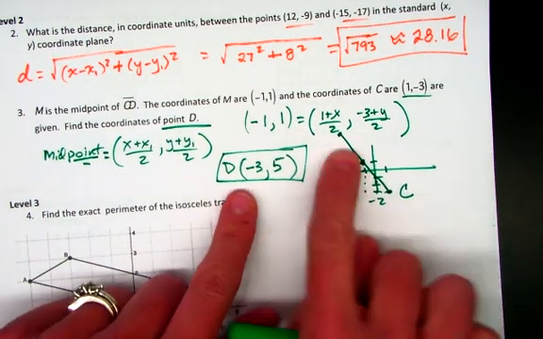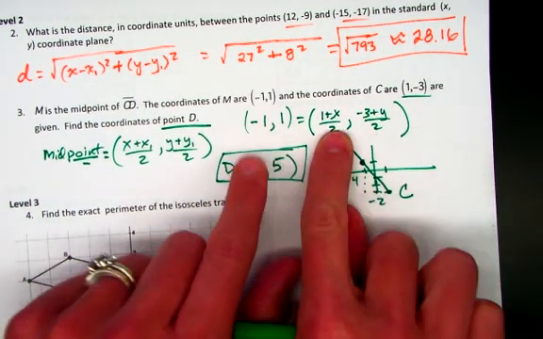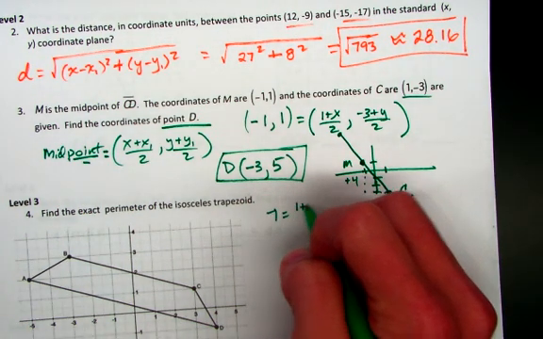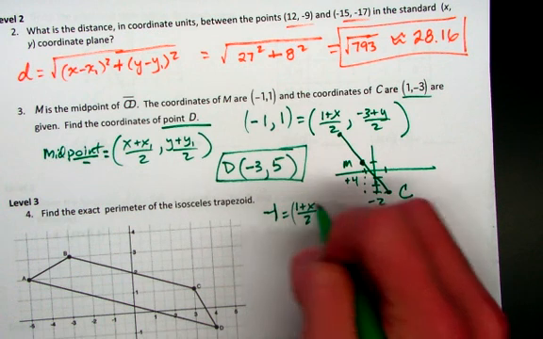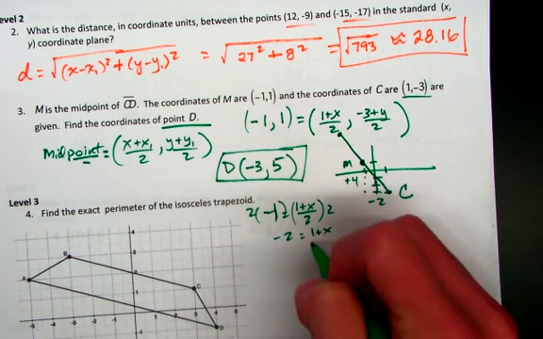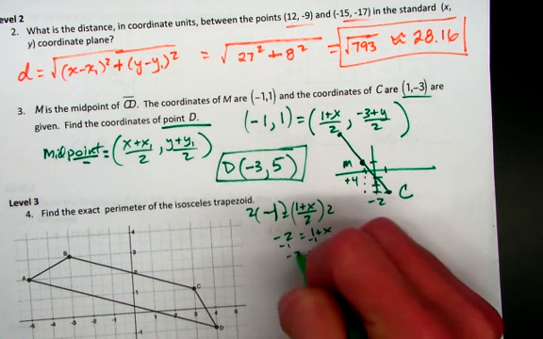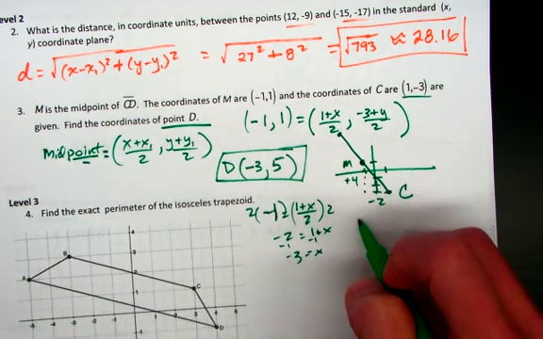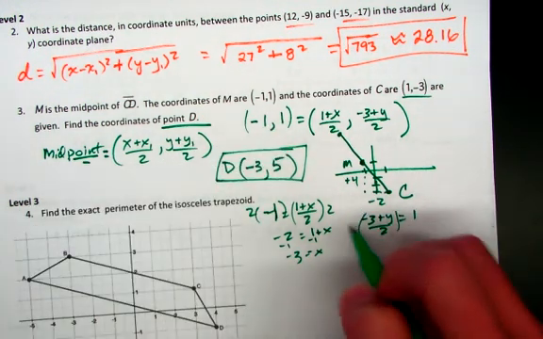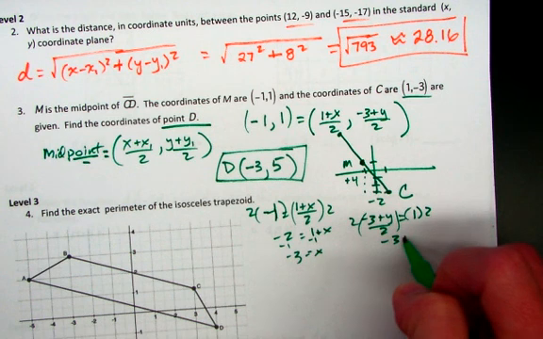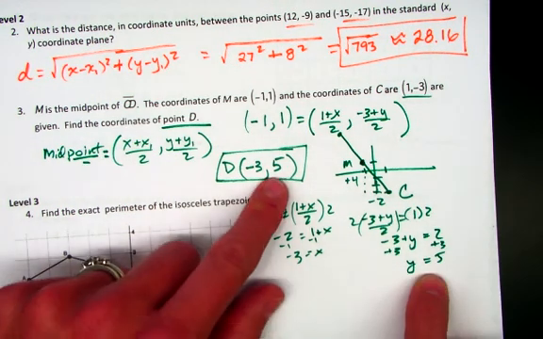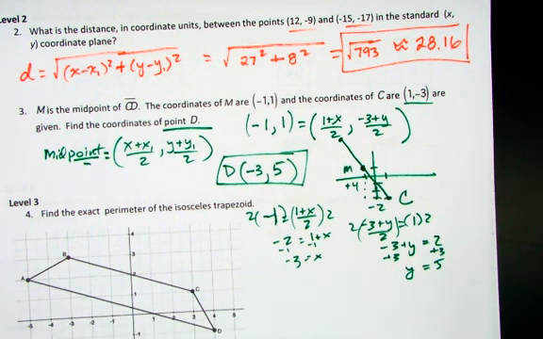But if you're unsure of how to do this graphically, algebraically, again, you can set this up. So then we would have negative 1 equals 1 plus x over 2. I multiply both sides by 2. Negative 2 equals 1 plus x. Subtract 1 from both sides, so x is negative 3, just like we found. And then we can do negative 3 plus y over 2 equals 1. So multiply both sides by 2 again. Negative 3 plus y equals 2. And then I add 3 to both sides, and sure enough, y equals 5. So 2 ways to do the same problem.